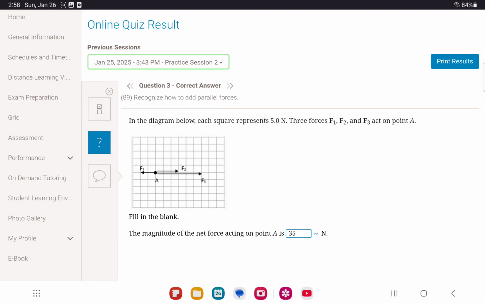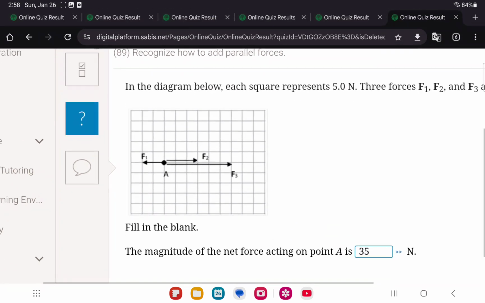Okay, in this question, they told us each square represents 5 newtons, okay? So they want us to find the net force acting on A. So let's analyze the squares. Wait, let me zoom in.